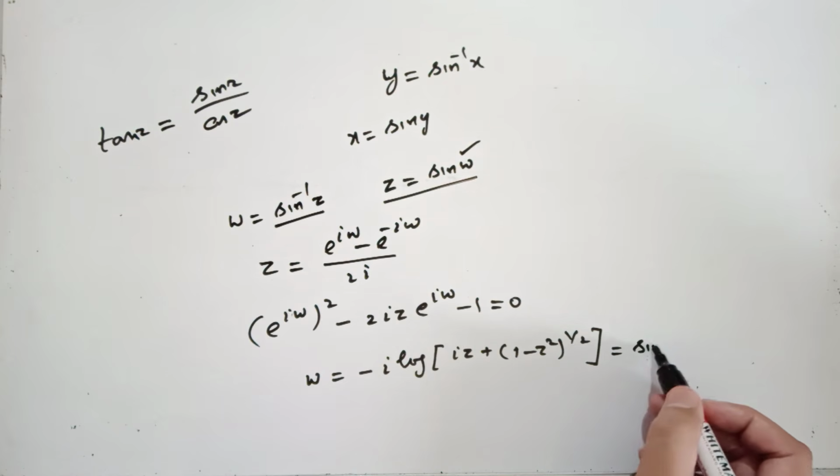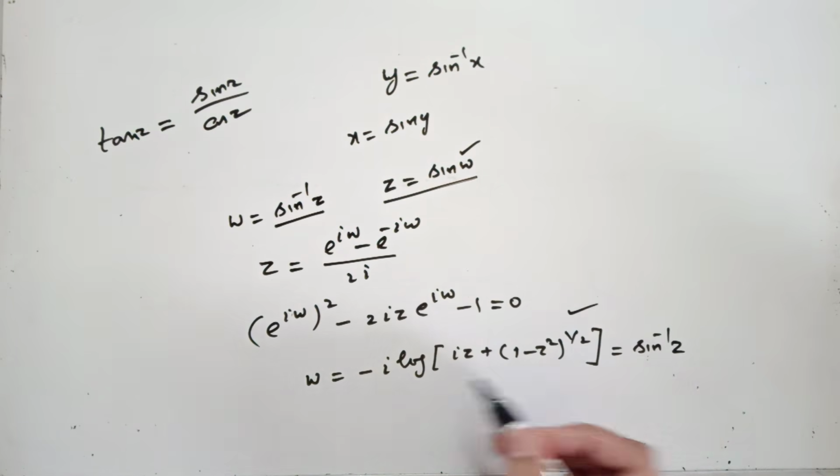This is sine inverse z. This is the formula, because you already know how to calculate the logarithm of a complex number. So using this formula you can get sine inverse z values. Likewise, there are formulas for cos inverse z, tan inverse z in terms of logarithmic functions. Please see the lecture notes.